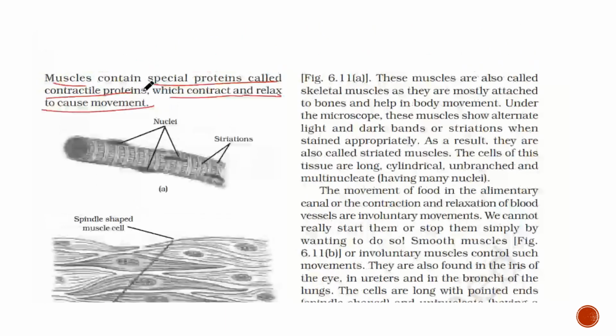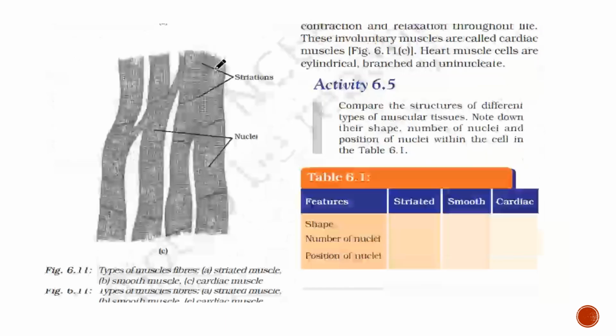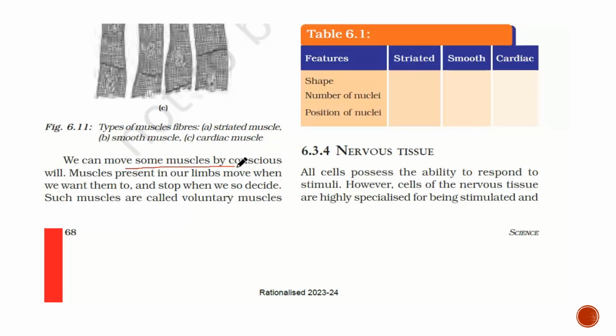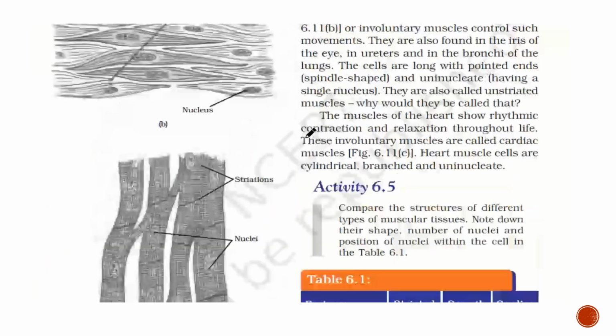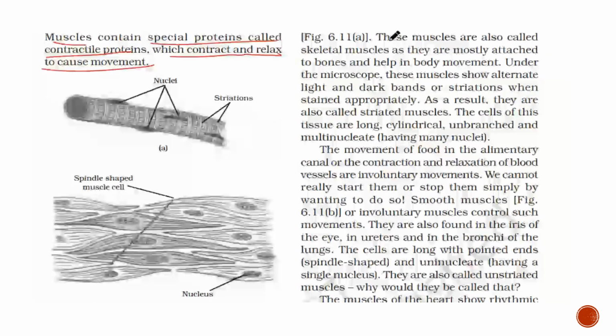Now, we can move some muscles by conscious will. Muscles present in our limbs move when we want them to move and stop when we decide to stop. Suppose you are sitting and you want to get up or walk, then only you will walk or move, because your muscles are connected to your nerves. If your nerve gives a signal that you should walk and move, then only you will move. That is as per your will. Such muscles are called voluntary muscles, the muscles which work as per your will. Is it clear?